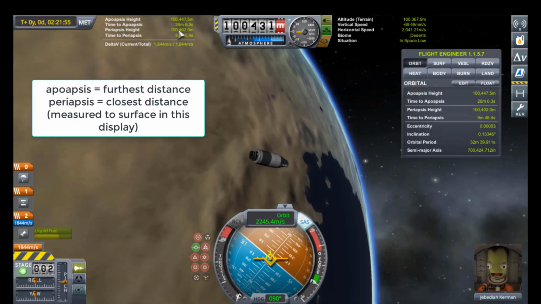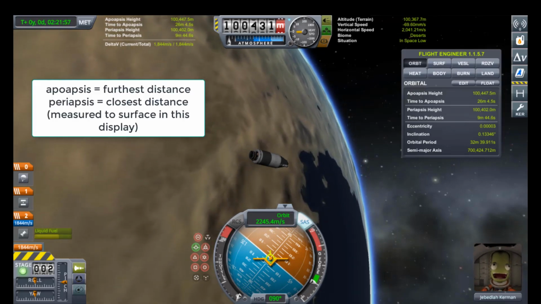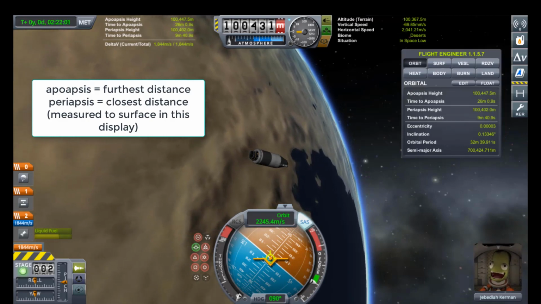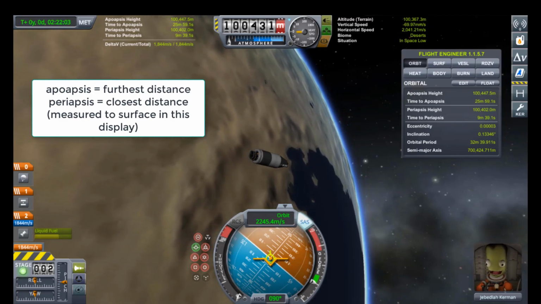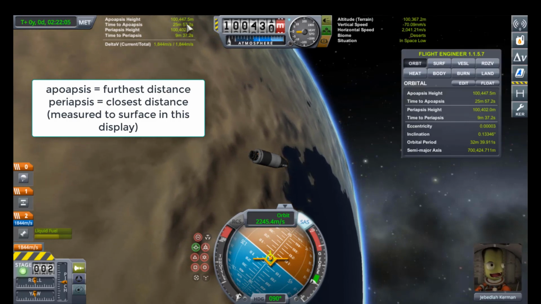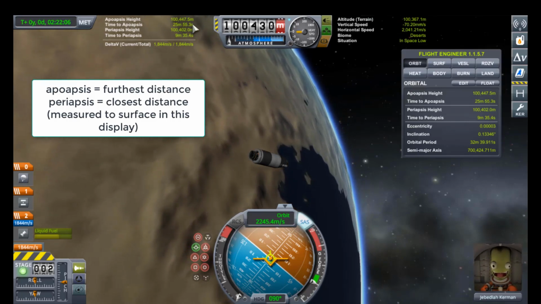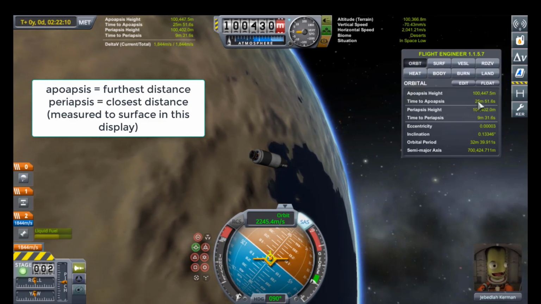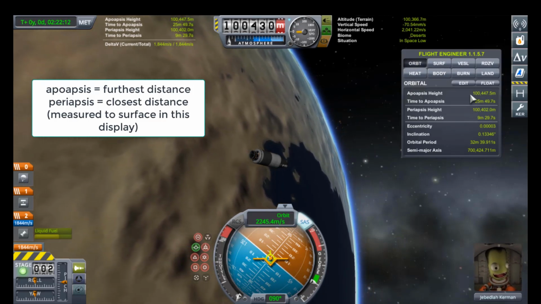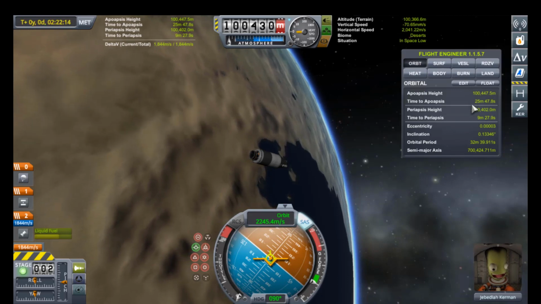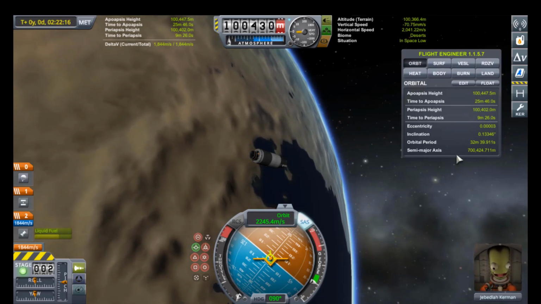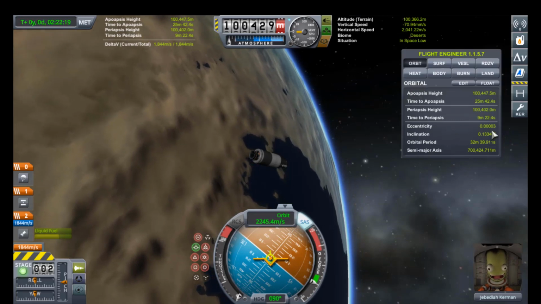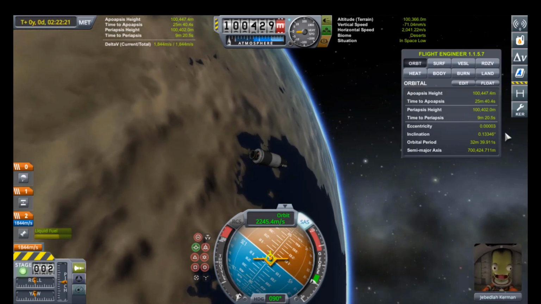You can see the apoapsis and periapsis. The apoapsis is the distance when it's the furthest distance from the surface, and the periapsis is the closest. Actually, these are in reference to the surface of the planet, and you can also see them here. Very close, very nearly equal, and that's why this is a very nearly circular orbit. You can see the eccentricity is very close to zero, also indicating that it is a nearly circular orbit.